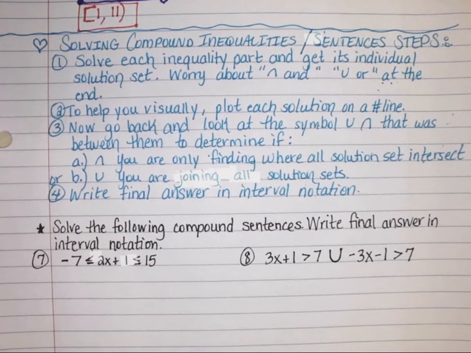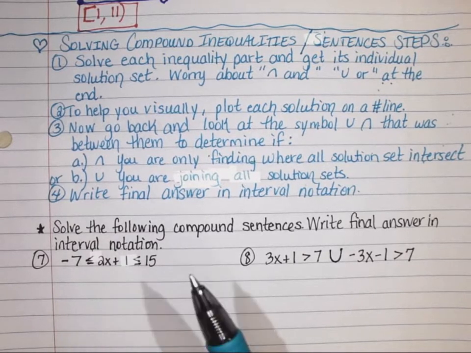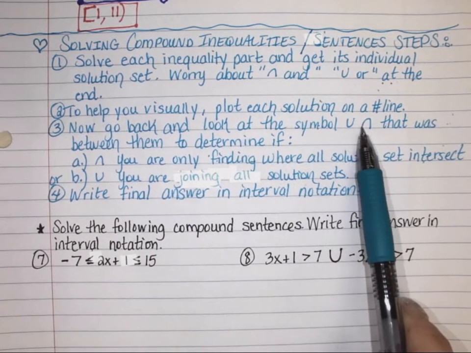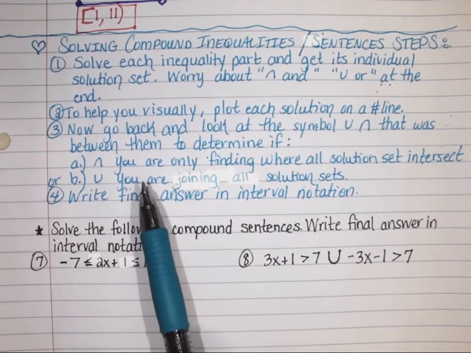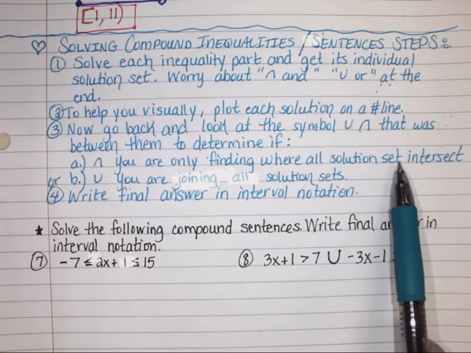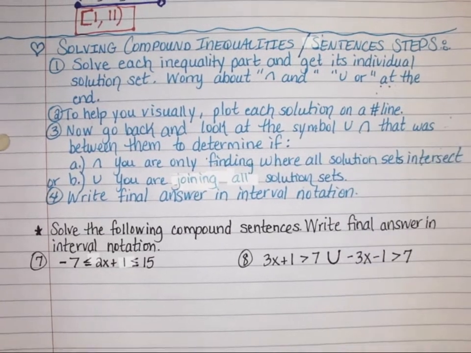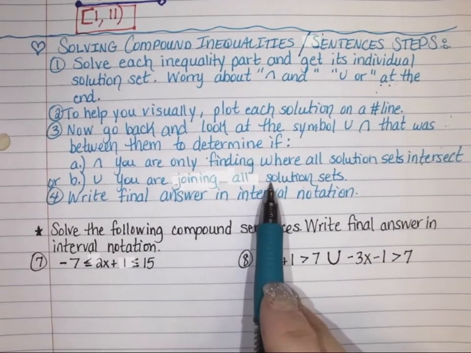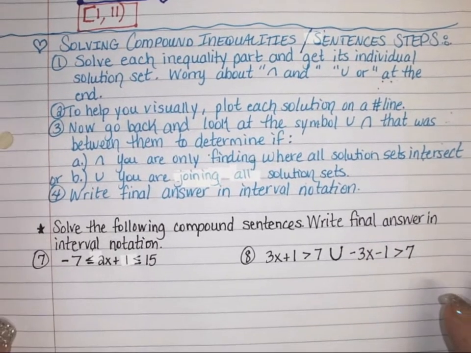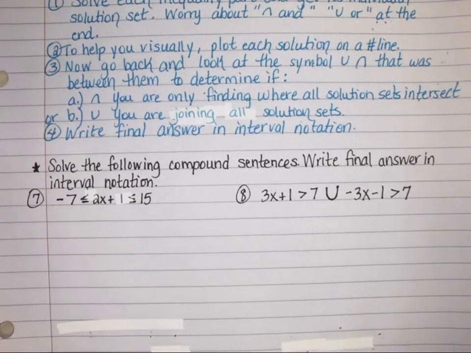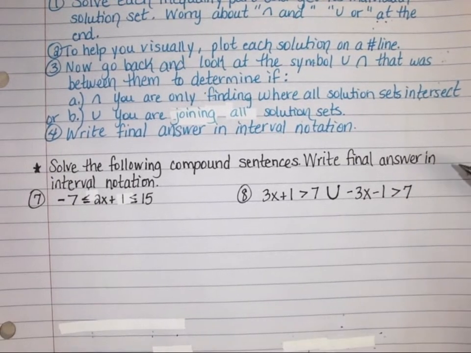Once you've solved each of your inequalities, go back and look at the symbol that was between them to help you determine if you're going to find where all the solution sets intersect, or if you're going to join all solution sets together and write your final answer based on what you conclude. Number 7. Solve the following compound sentences. Write your final answer in interval notation.